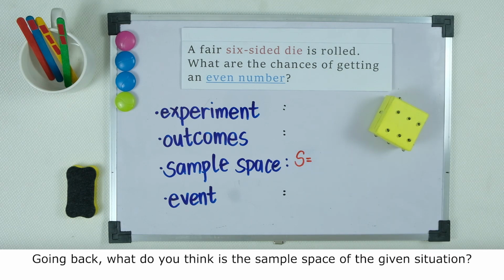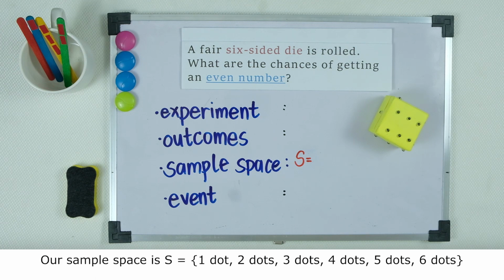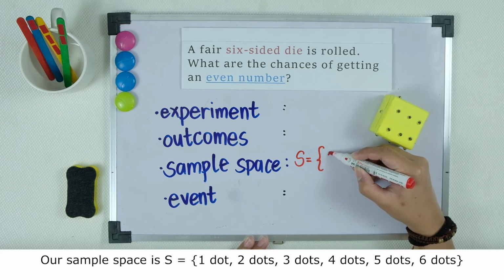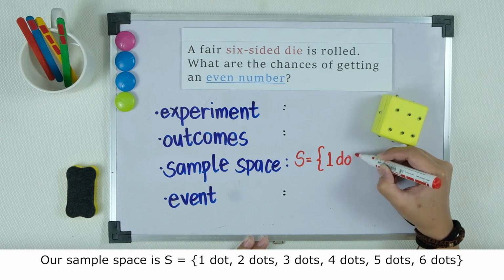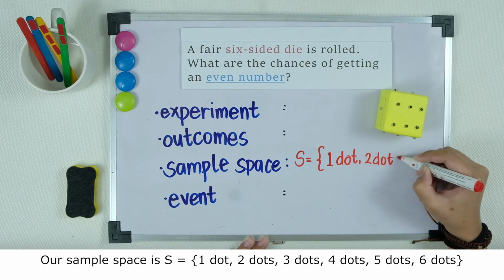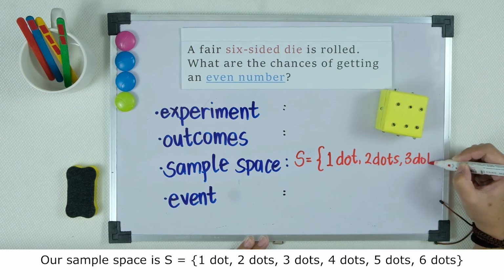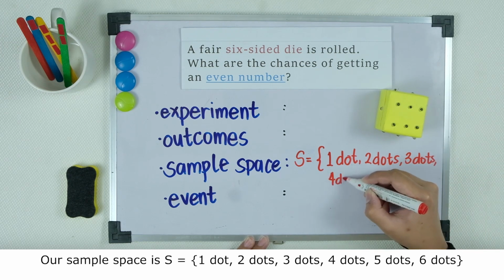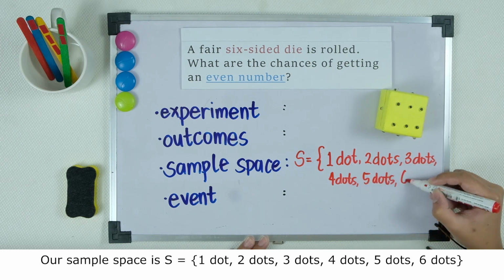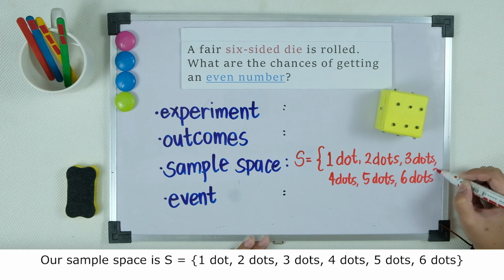Going back, what do you think is the sample space of the given situation? Our sample space would be the set of all possible outcomes, S, having or getting 1 dot, 2 dots, 3 dots, 4 dots, 5 dots, and 6 dots. This is how we write the sample space.